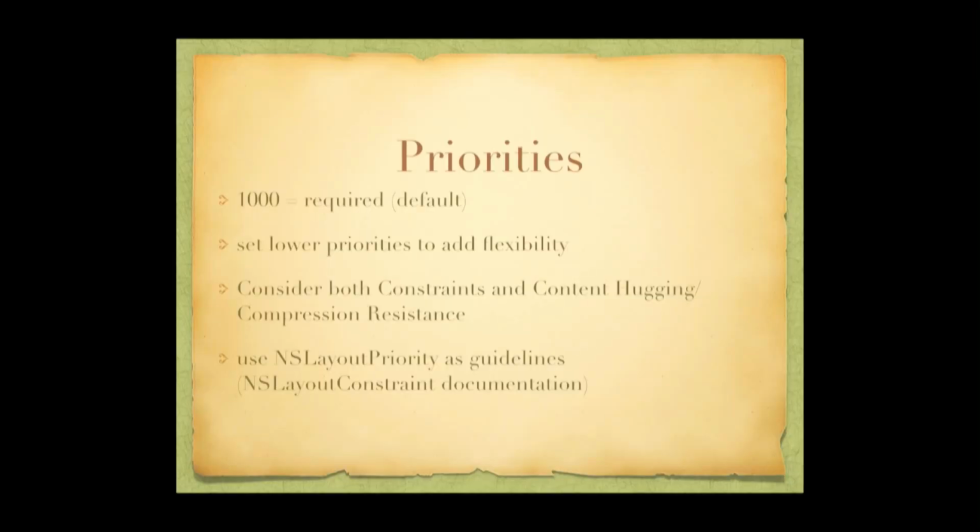Quick word on priorities. Default priority is 1,000. It should never go over 1,000 because you can't have more than required, but you can go as low as you want, and basically it just tells the engine how to resolve it, in what order to resolve it. Do I change this button or do I change that field?